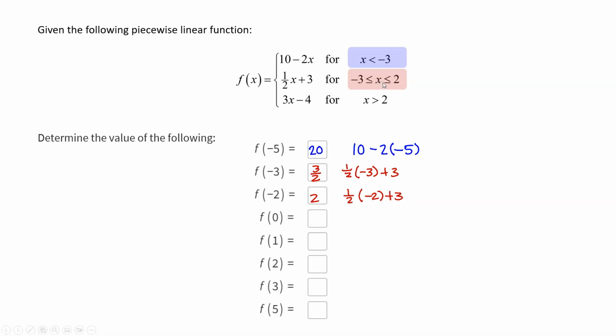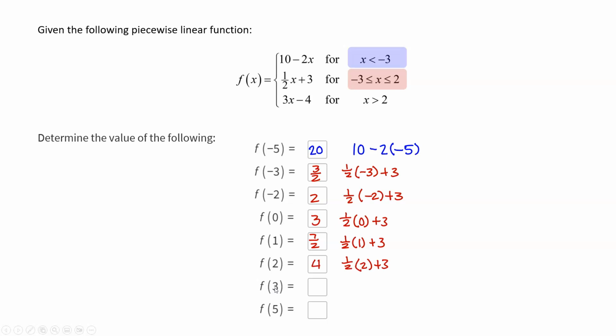0 also falls between here, so you're going to put the 0 into that formula and get the 3. 1 also falls there, and you're going to get the 7 halves. 2 is also still included, so it's still going to be using this here. And you calculate that, you get 4.